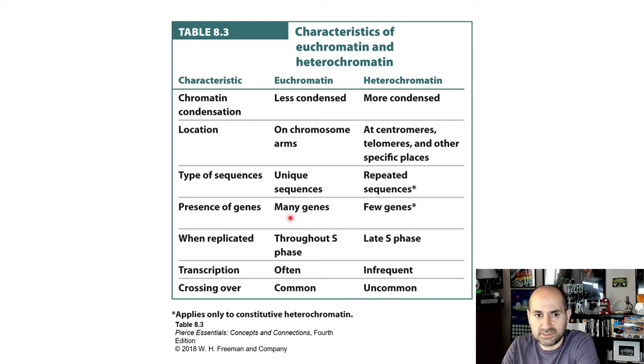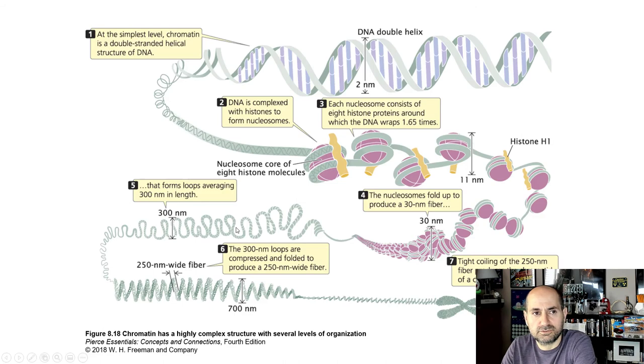Are there genes on the euchromatin? Yes, the euchromatin is where the genes live. The heterochromatin is not known for being rich with genes. Okay, and the rest of this is really not as important to go through right now.